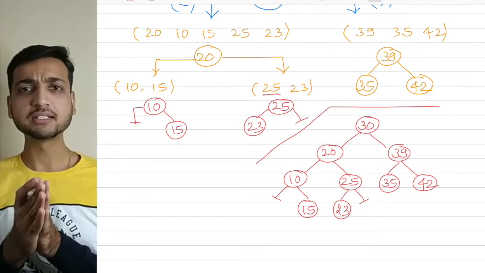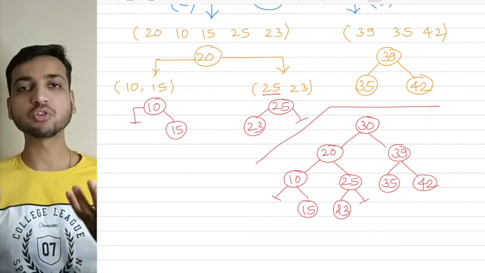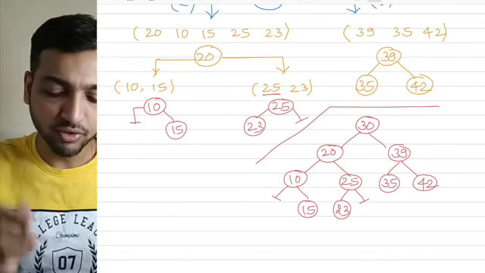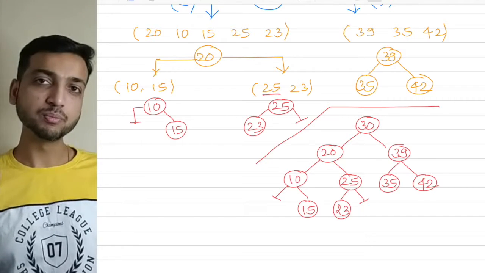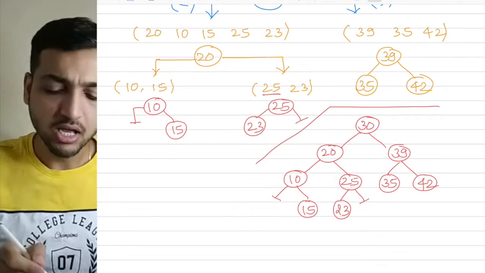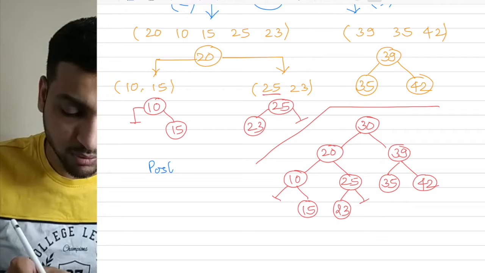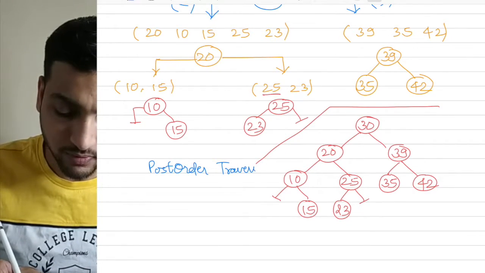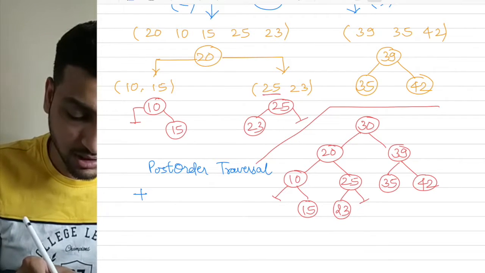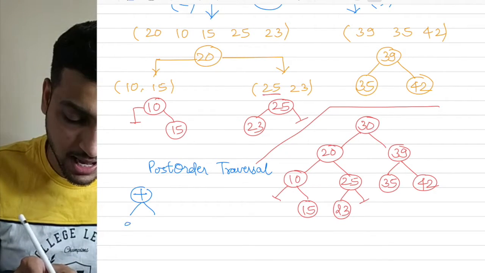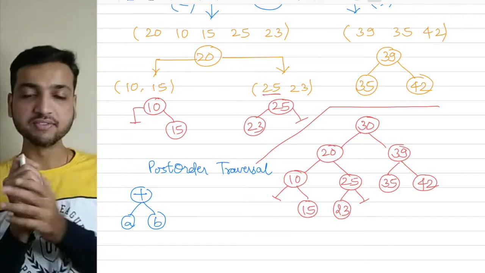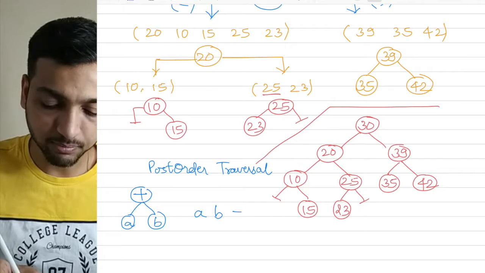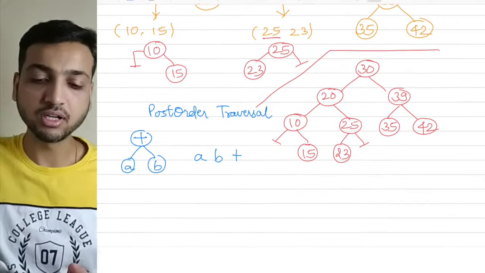Now once we have the original binary search tree, the question had asked for the post order traversal of the tree. So let's do a post order traversal of this tree. Before we actually come out with the post order traversal, let's quickly revise what post order traversal is. Again the same example, if this is plus and A and B, then its post order traversal is A, B and plus.